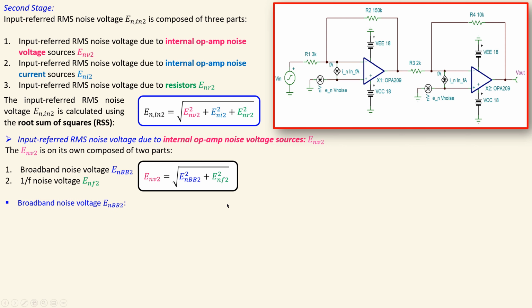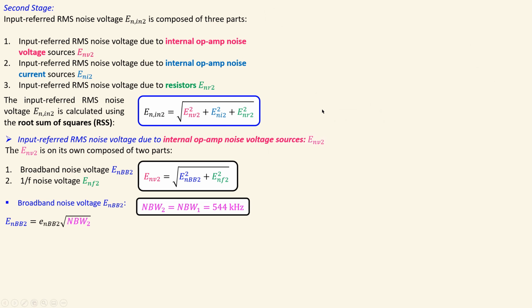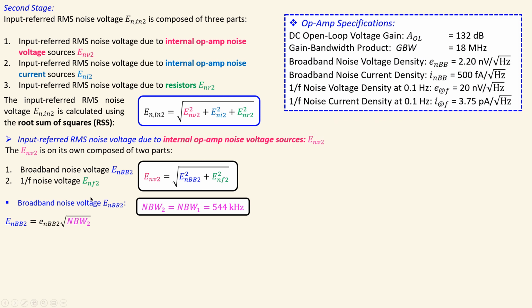So the broadband noise voltage, again, very similar calculation, but for this stage, remember, we use the noise bandwidth of the complete circuit, which will be determined by the first stage. So the noise bandwidth of the second stage will be equal to the noise bandwidth of the first stage, which is 554 kilohertz. So then we'll have this expression, again using this from the datasheet. We see that from our op-amp datasheet, which is shown here. So we have E sub nBB, which is the broadband noise voltage spectral density. Substitute values, in this case, you will have 1.64 microvolts RMS. Again, it is exactly the same result as for the first stage.